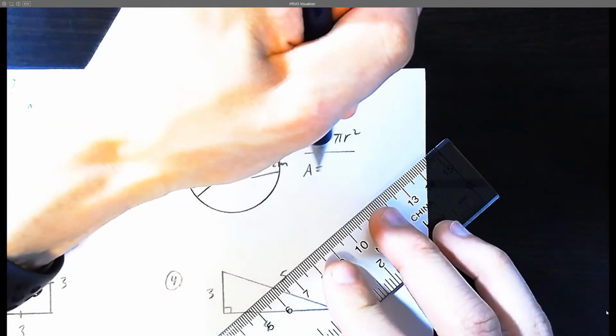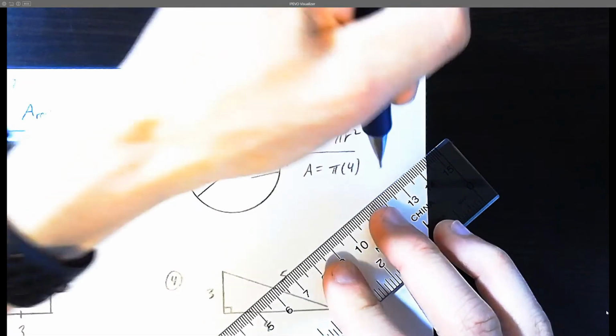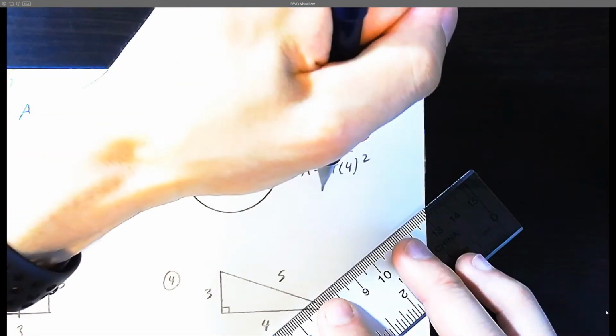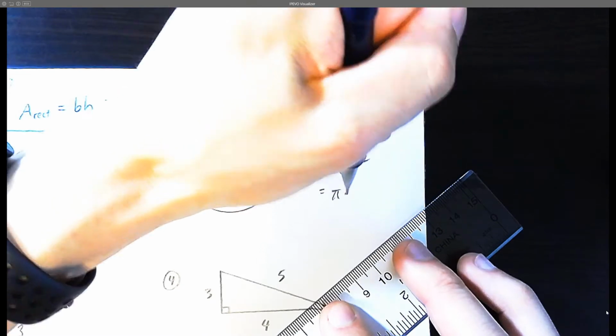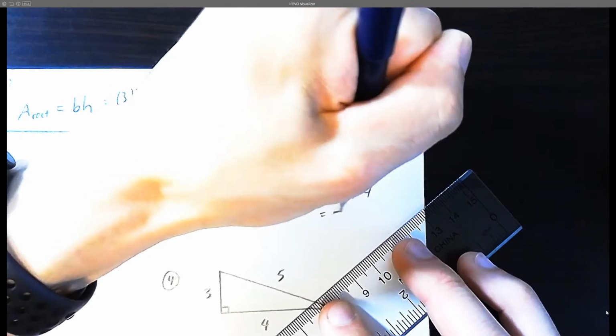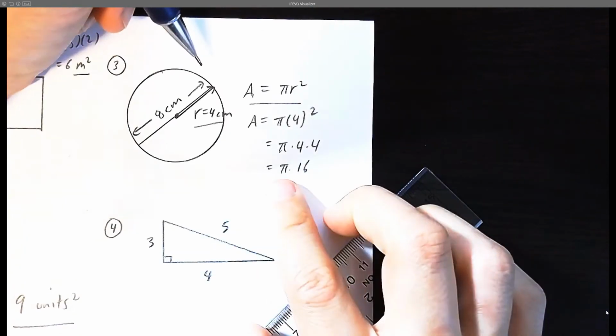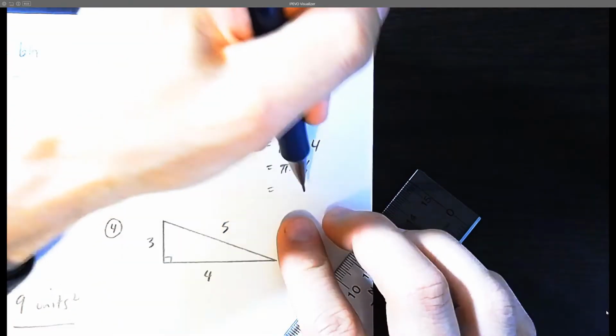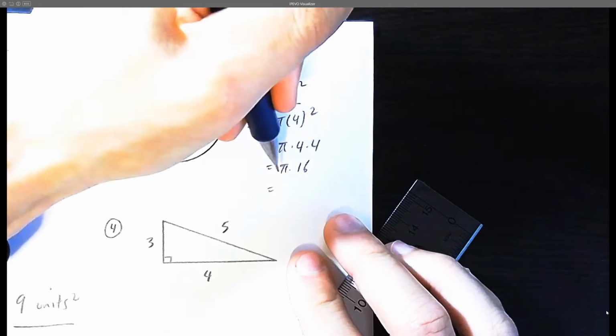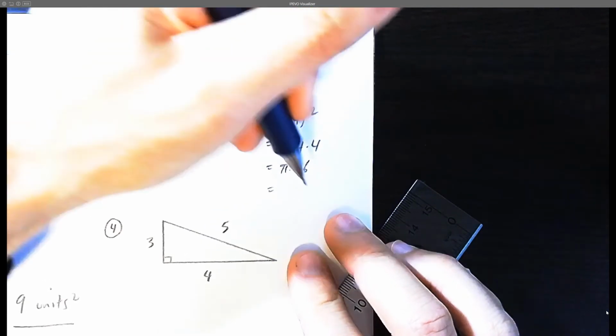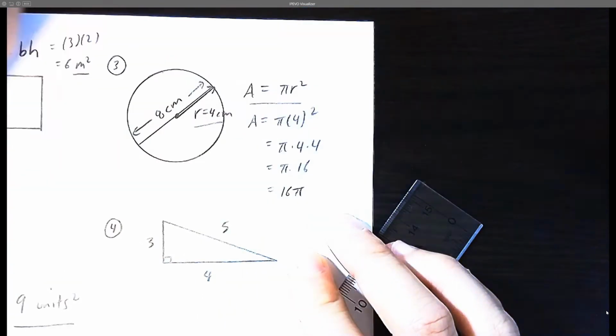So the area is equal to pi 4 squared. So it's the same thing as saying pi times 4 times 4, which is the same thing as pi times 16, but it's better to put the number in front. Instead of saying I ate pi 16, you can say I ate 16 pies. So 16 pi is the answer.